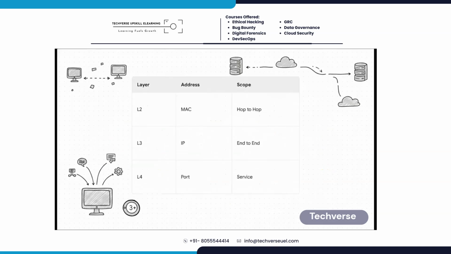Let's take a quick breather and summarize everything we've built so far. Layer 2, the data link layer, uses MAC addresses for hop-to-hop delivery. Layer 3, the network layer, uses IP addresses for end-to-end delivery. And Layer 4, the transport layer, uses port numbers for service-to-service delivery. Honestly, it's just a perfectly elegant system of passing the baton.